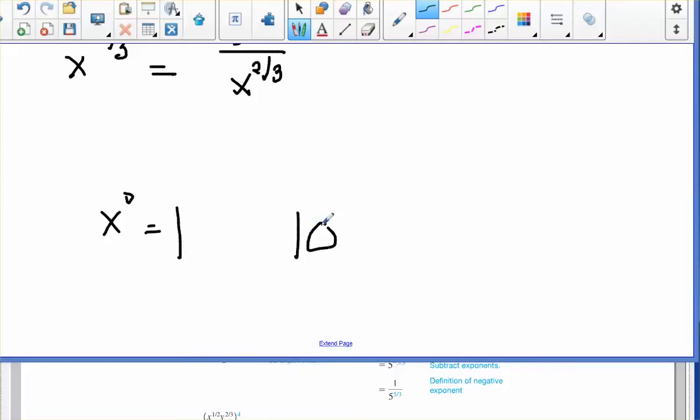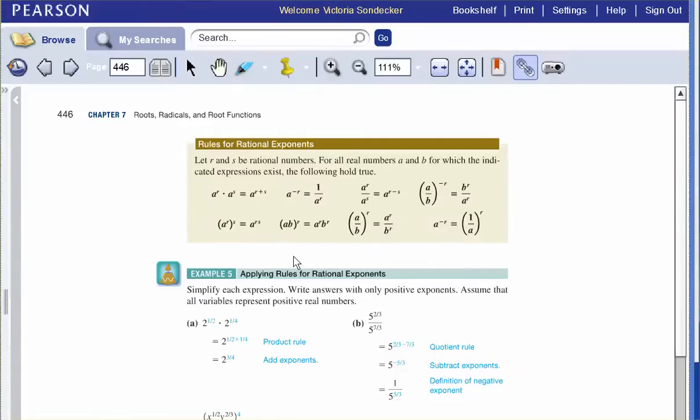Anything raised to the 0 power is equal to 1. So that's a definition, not really a law. It's how we define it. So those are the rules that we absolutely have to have. Those are the things that we have to have.